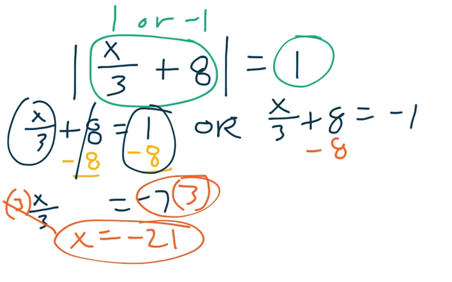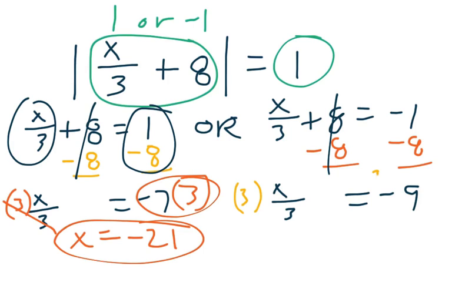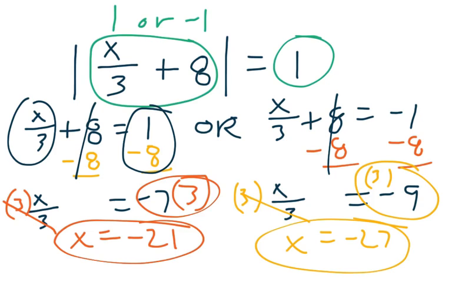Now let's go ahead and solve the second equation. We're going to do it the same way. We're going to minus 8 both sides. The difference here is x divided by 3 is going to equal negative 9. And so when we times both sides by 3, x is going to equal 3 times negative 9 is negative 27. So our two answers are negative 21 and negative 27. And that's how it's done. So pause the video.